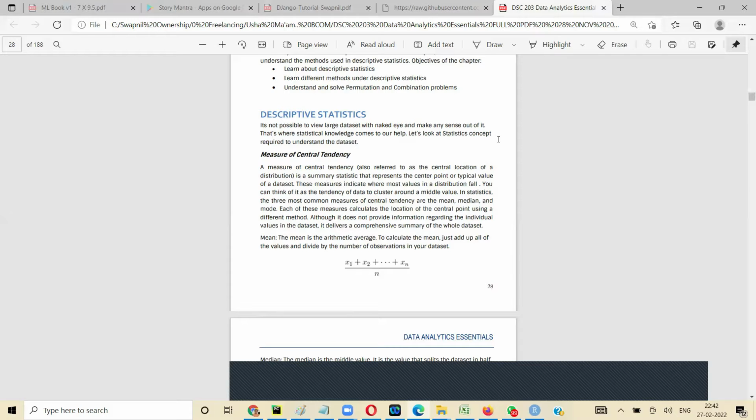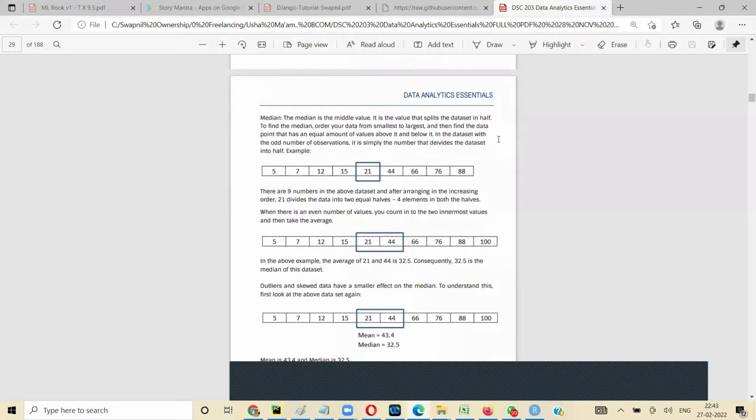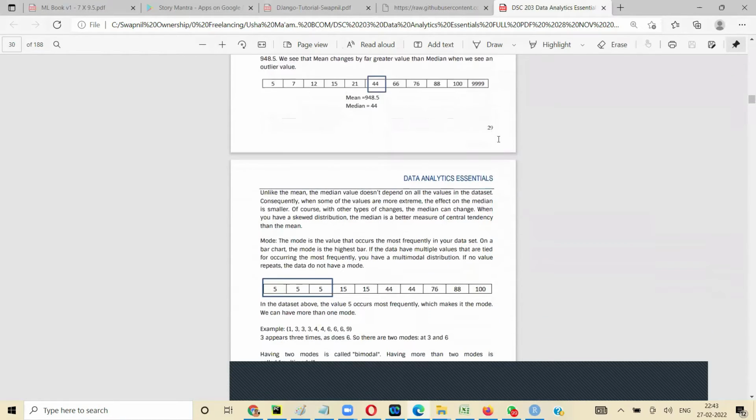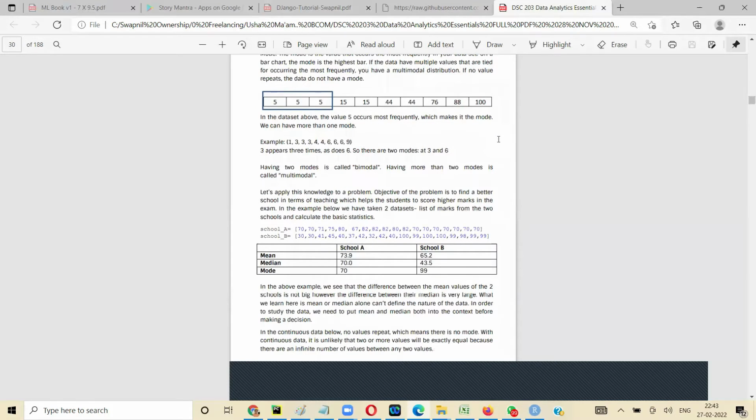So, measures of central tendency. You have talked about mean, median, and mode. So these are central tendency. I think we were discussing this last week, isn't it? If you see school A and school B, the mean, median, mode are all around 70 for school A. School B, 43, 99, 65.